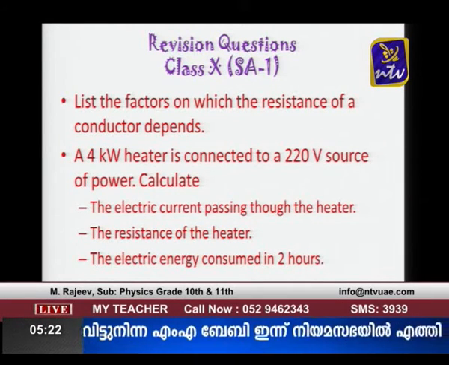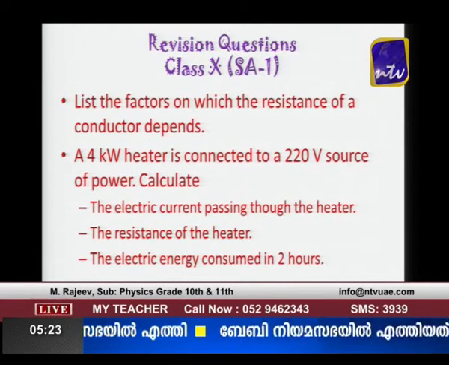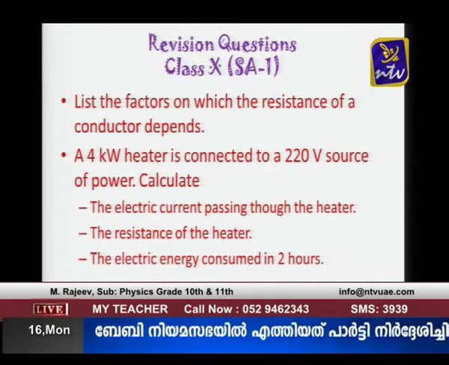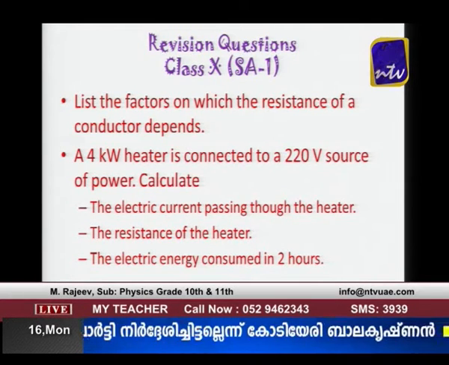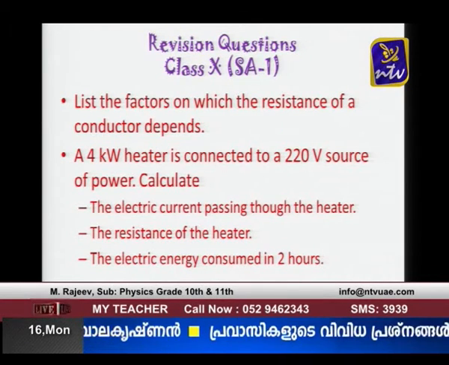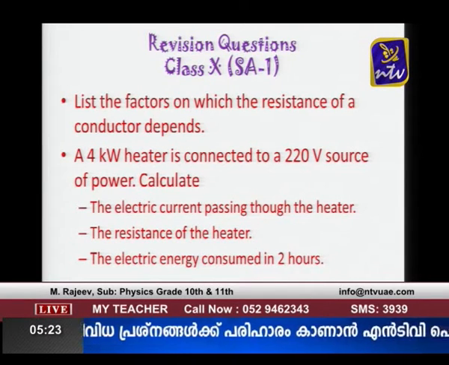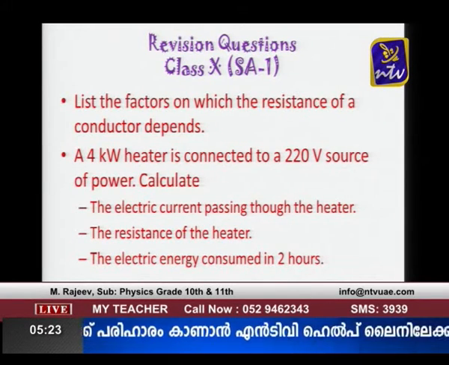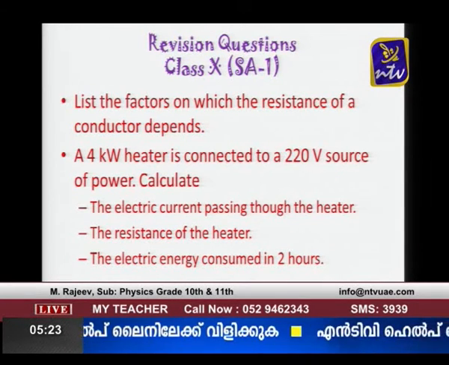Now, look at the second part of the question. A 4 kilowatt heater is connected to a 220 volt source power. Calculate number 1, electric current passing through the heater, resistance of the heater, electrical energy consumed in 2 hours. Okay, so, these many details you will have to find. So, have a look at the question once again.